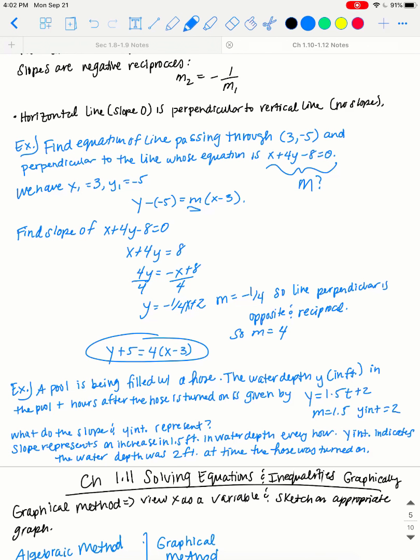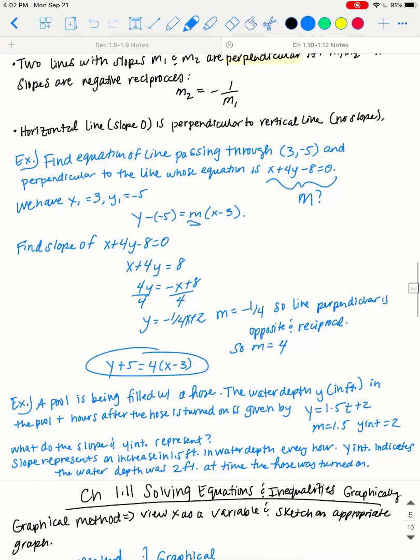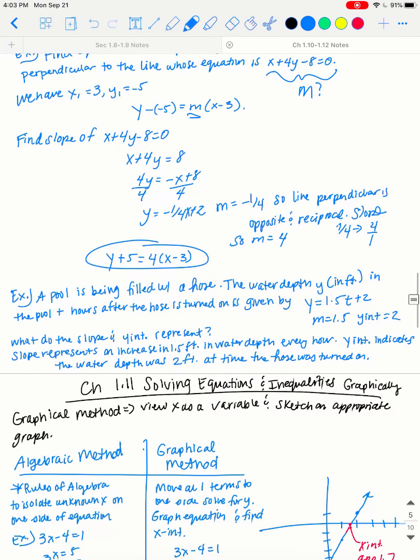So a line perpendicular to that line is going to have an opposite and reciprocal slope. So by opposite, we mean opposite sign. So the opposite sign of -1/4 is 1/4. And then reciprocal is you flip the fraction. So we get 4 over 1. So our m equals 4. So we go ahead and plug 4 into our point slope formula.